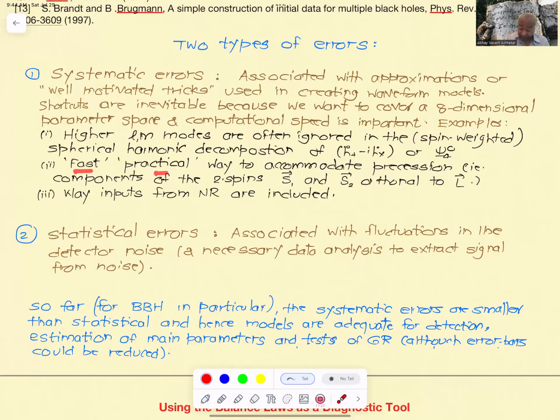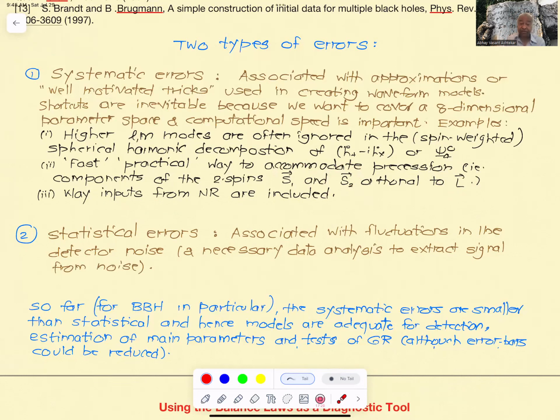Then there are fast and practical ways to accommodate the precession. When the components of spin that are orthogonal to L are non-zero, then in fact this L is going to precess, and this precession has to be taken into account, and there are tricks to accommodate this rather than really fundamental principles. And there are ways in which inputs from numerical relativity are used to fix some parameters which are undetermined in these waveforms. So there are such things that are done, and they give rise to these systematic errors.